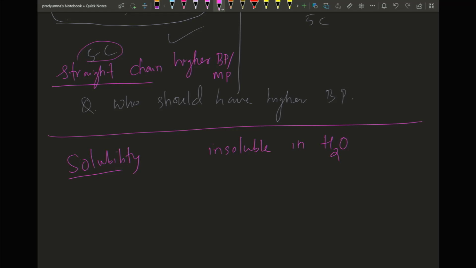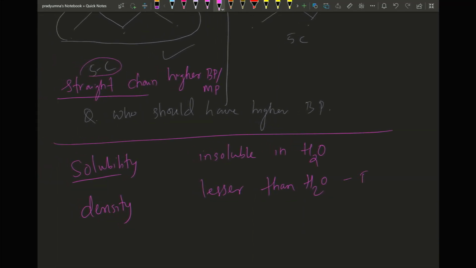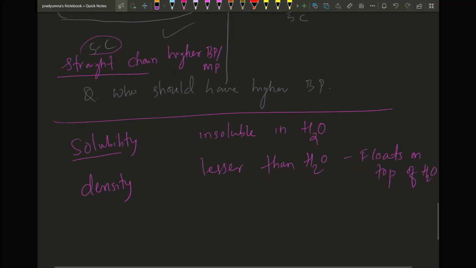So if the oil is floating on top of water, what should the density be? Density is always less than water. And how do we know that? Because it always floats on top of water, right? So if you have water and then you put oil on top of it, it's going to float on top of water. So in terms of solubility, water is a polar solvent.